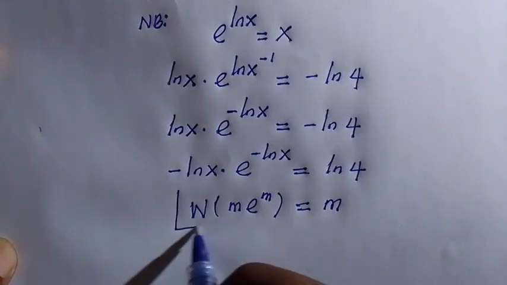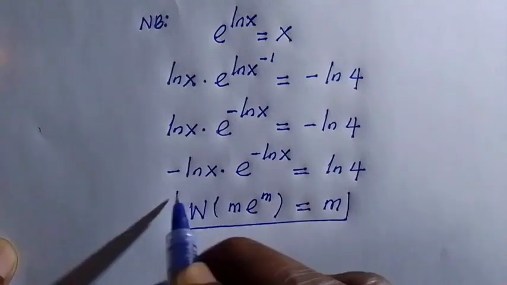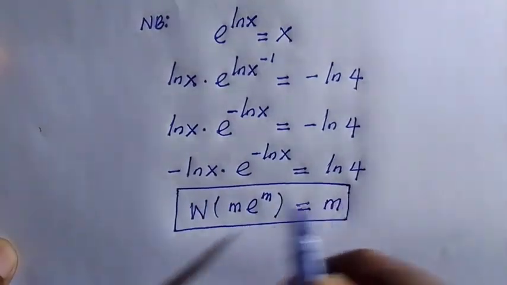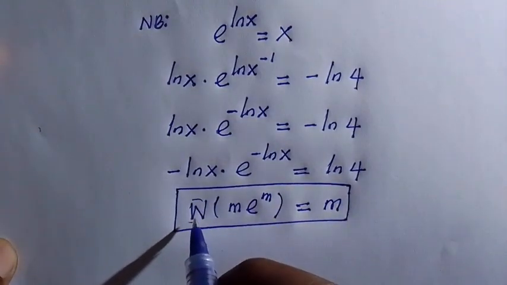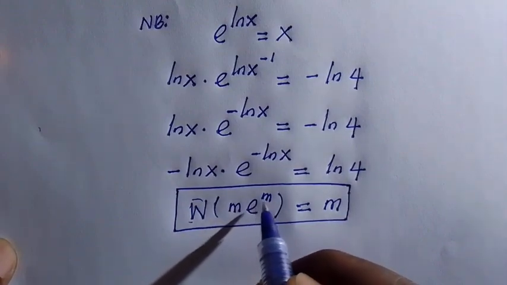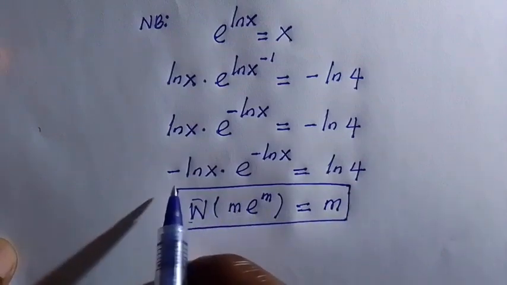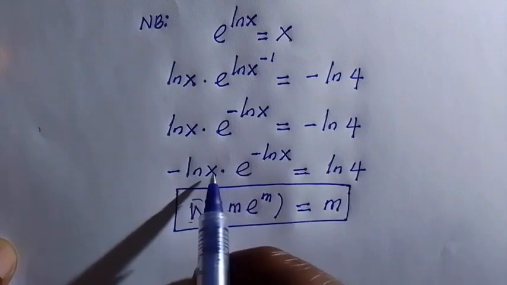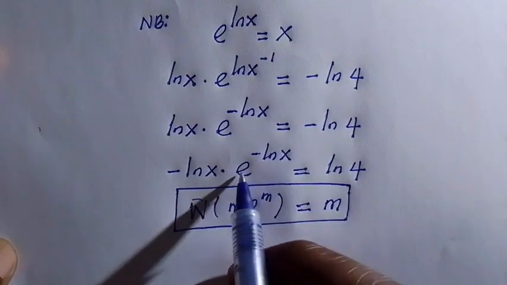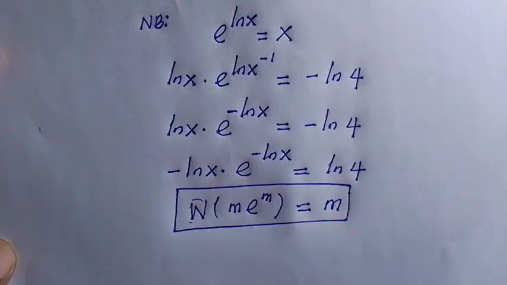So we have to consider this thing always, that if you have this function, here we call it the Lambert omega function, the coefficient of this exponent and the power of it must be the same before we can choose m. So looking at this one, minus ln x is the same thing as what we have at the power of this exponent, which is minus ln x.